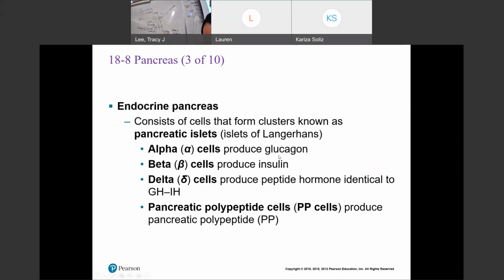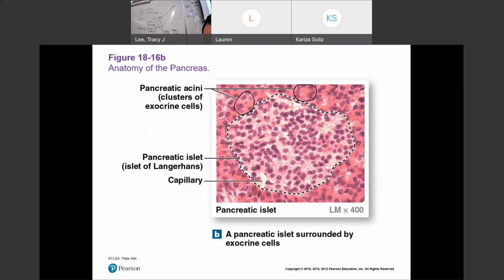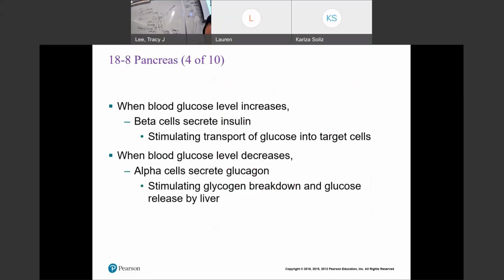Our alpha cells produce our glucagon. Beta cells produce our insulin. And that's all you need to worry about on that. They come from the pancreatic islets. Everybody good? And this shows your islets. We've looked at those.